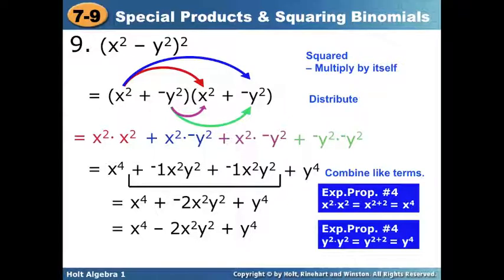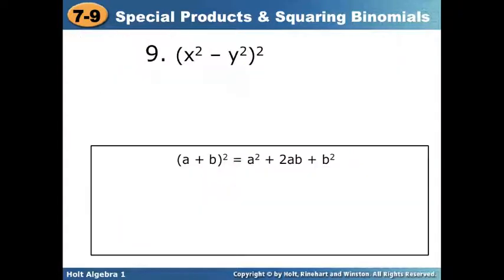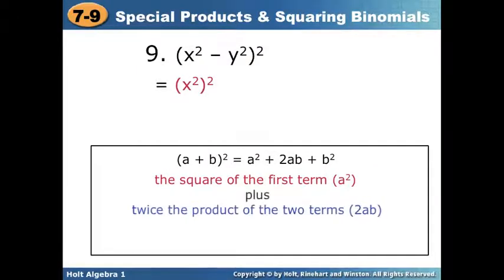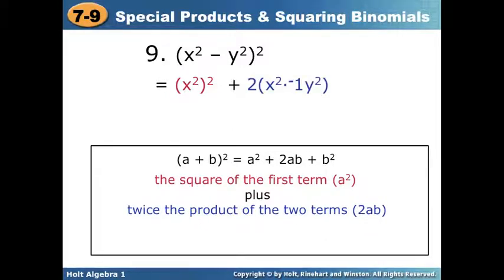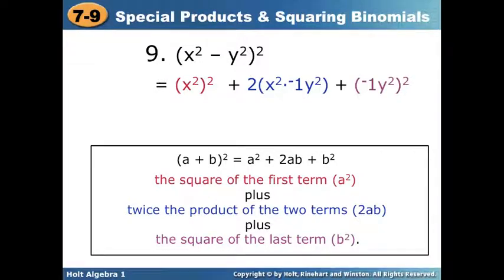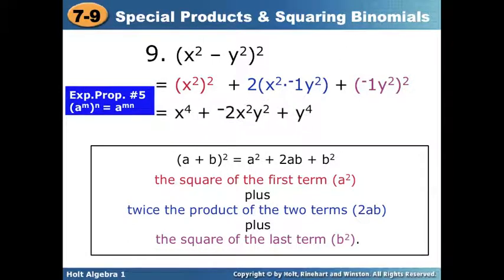Let's check your work for those of you that use the rule of squaring binomials. It's the first term squared plus twice the product of the two terms plus the square of the last term. Be especially careful when using these negatives. Since our base is negative, we need parentheses. A power to power we multiply, so we have x to the fourth. 2 times x squared times negative 1 y squared is negative 2x squared y squared.